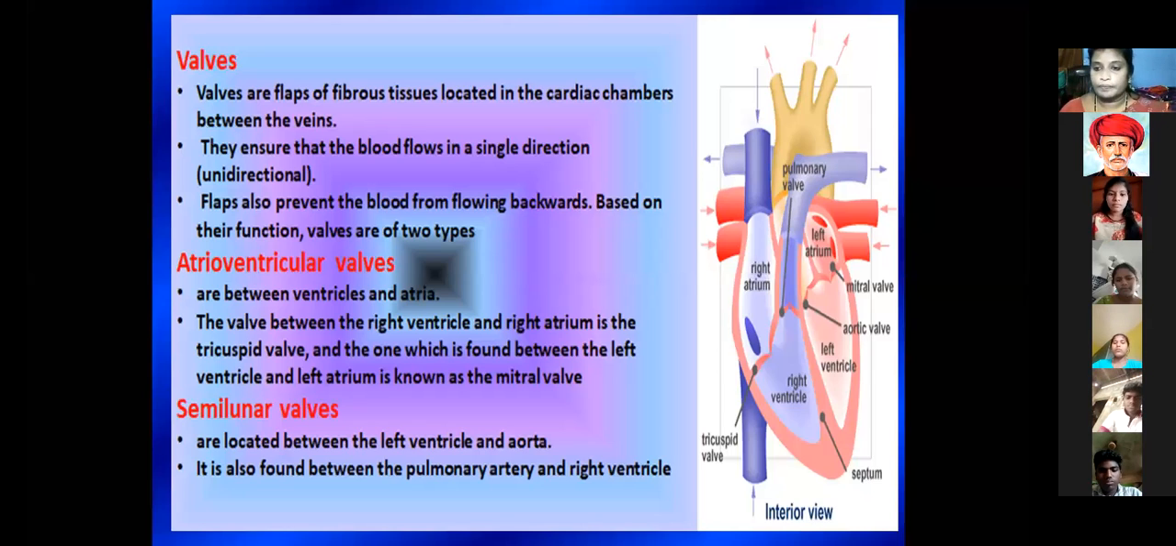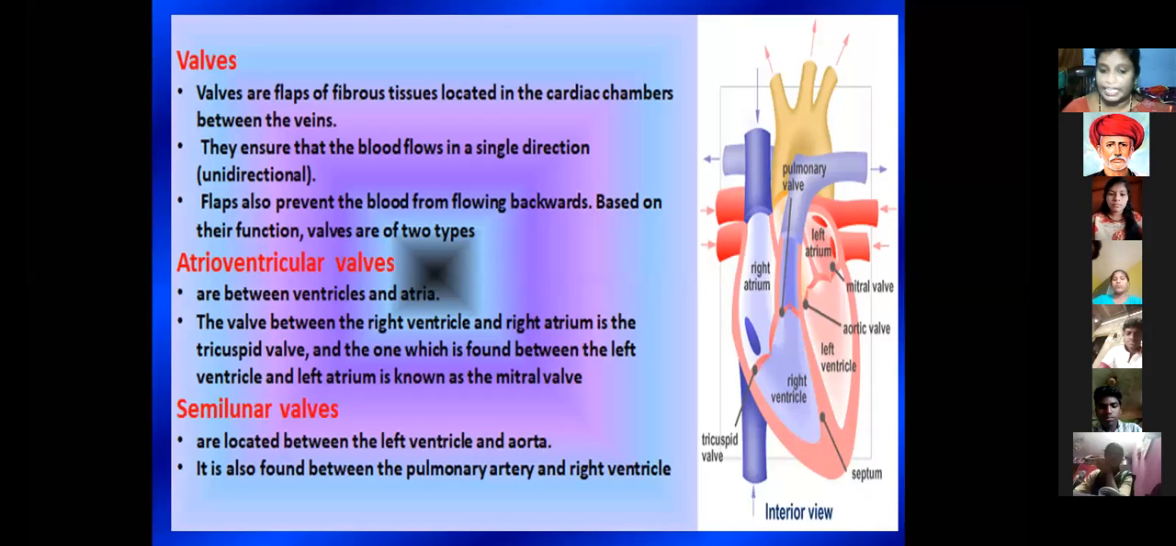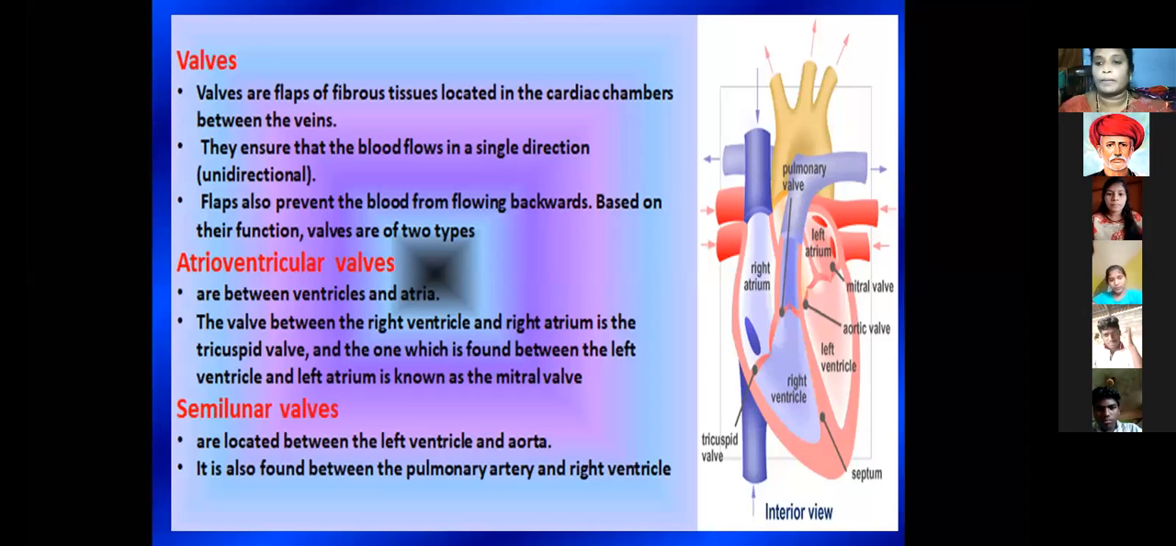Next, semilunar valves are located between the left ventricle and aorta. Aorta is one of the biggest arteries in our body, in our heart also. Many arteries carry blood, and the main function of the aorta is pumping blood to all parts of the body. Aorta is one of the biggest arteries. Next, the semilunar valves are located between the left ventricle and aorta.